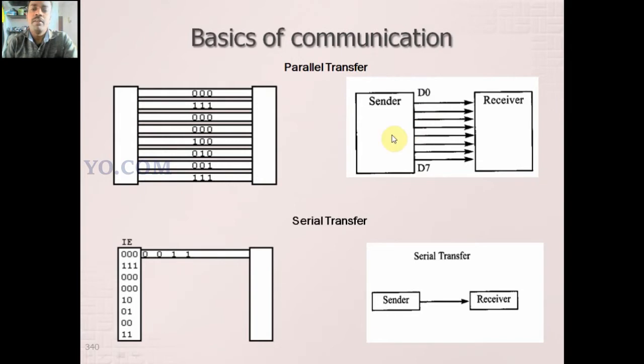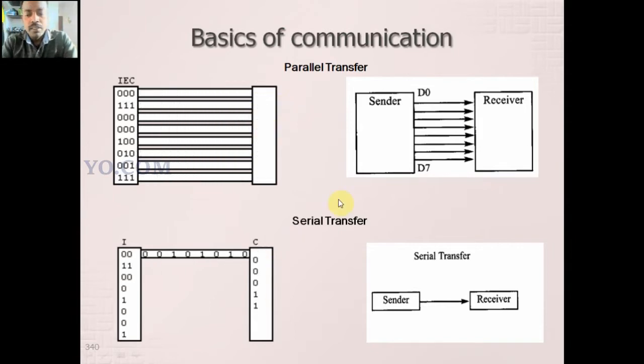See, this is parallel communication, this is a sender, this is a receiver. Here we have 8 bits, so we need separate 8 lines. That is parallel communication. This diagram indicates a 3-bit transfer. Actually here we have a separate path for each data bit. If any one of the wires is disconnected, the entire data transfer is lost. This is parallel communication.